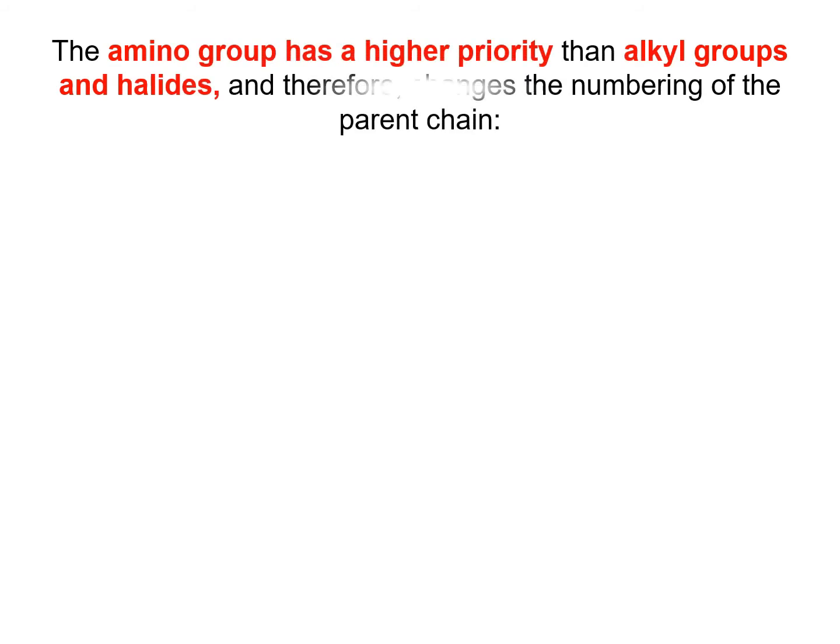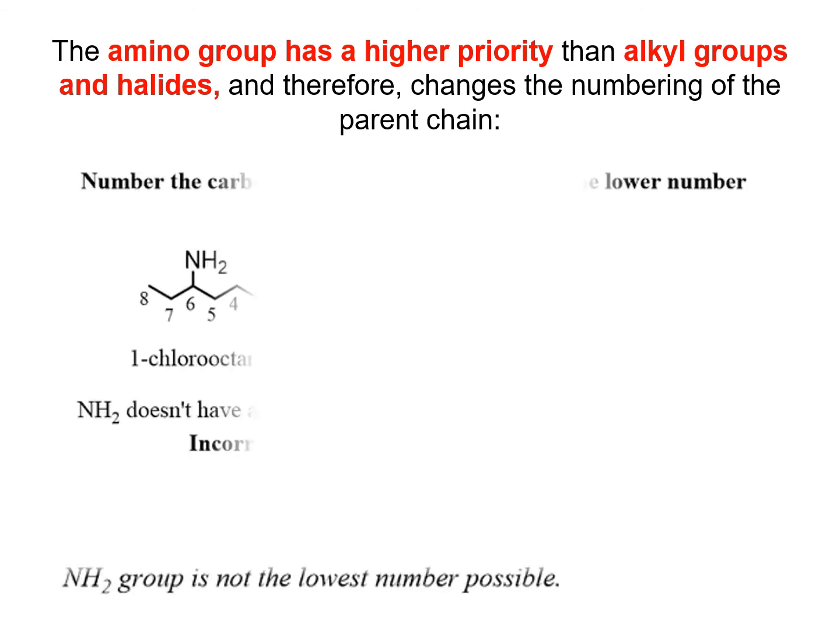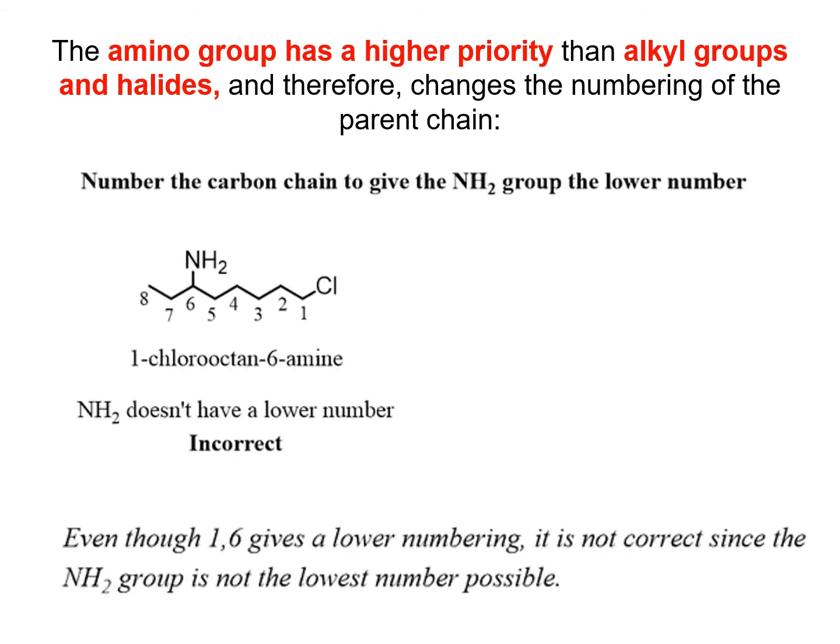The amino group has higher priority than alkyl groups and halides. Example, 1-chlorooctane-6-amine is an incorrect name because amino doesn't have the lowest number. Even though 1,6 gives a lower numbering, it is not correct since the amino group is not given the lowest possible number.